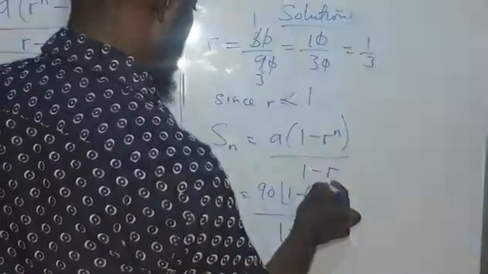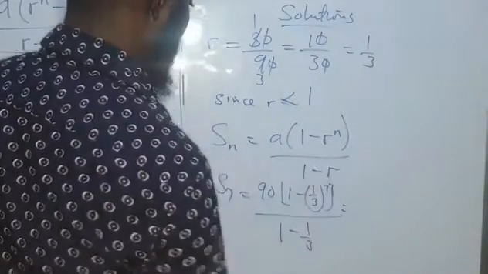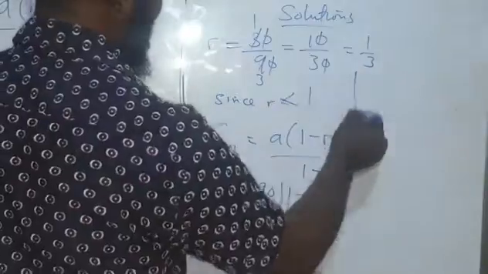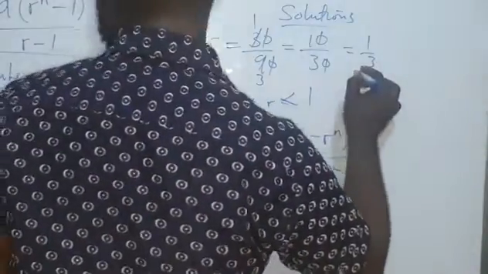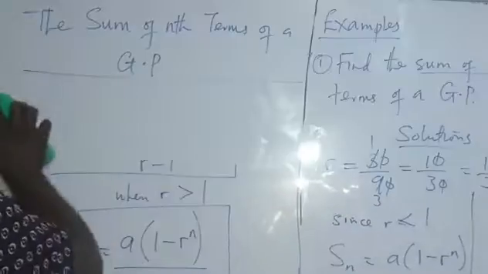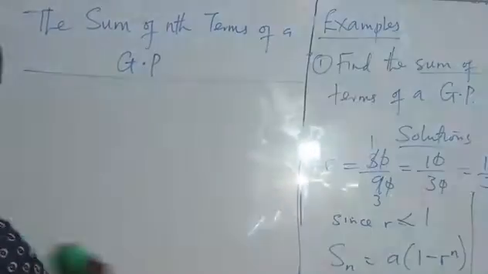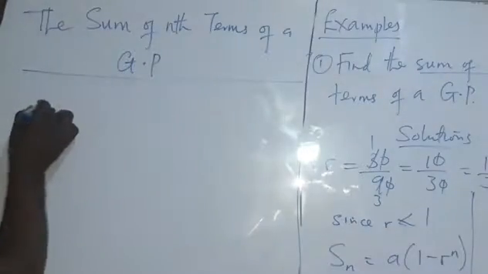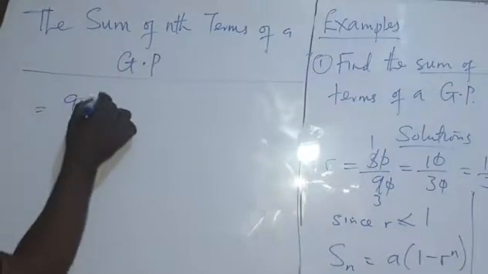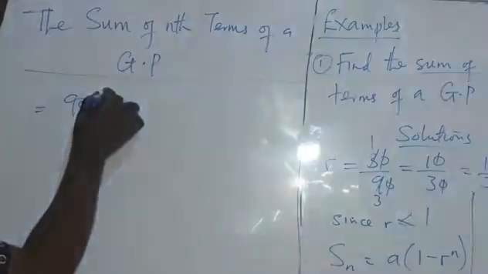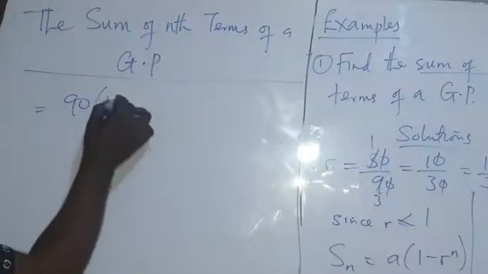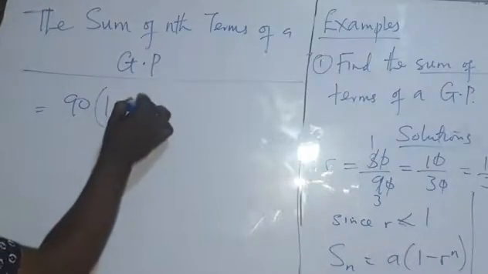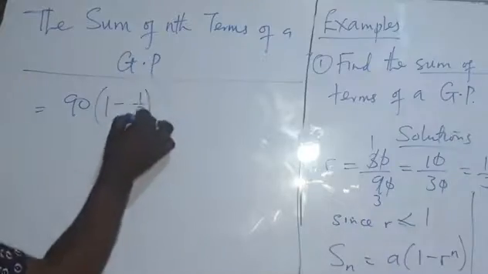So we then solve for this. How do we go about this now? So let's look at this. Let me clean this side for clarity. So from here we have 90 into bracket 1 minus 1 all over 3 raised power 7.